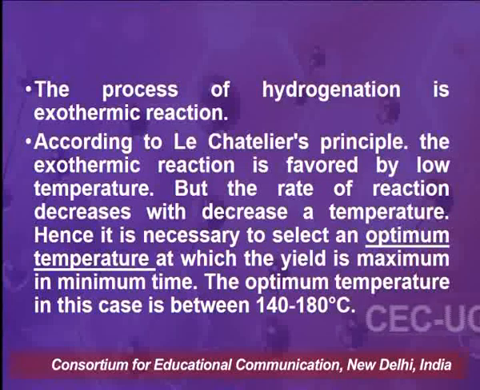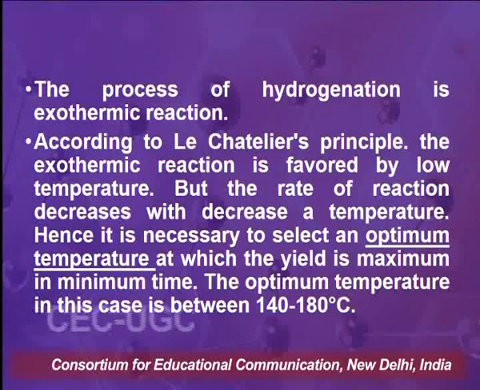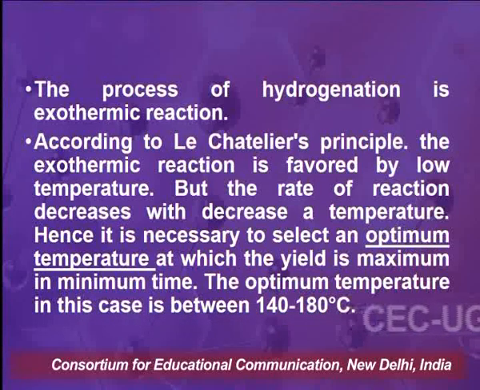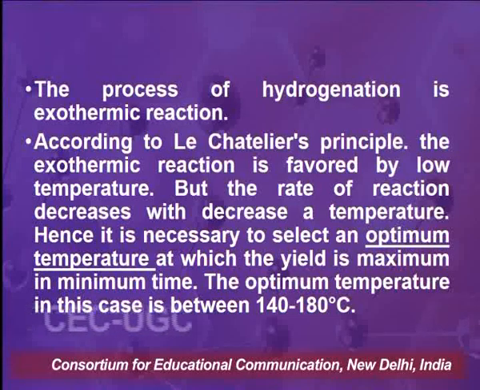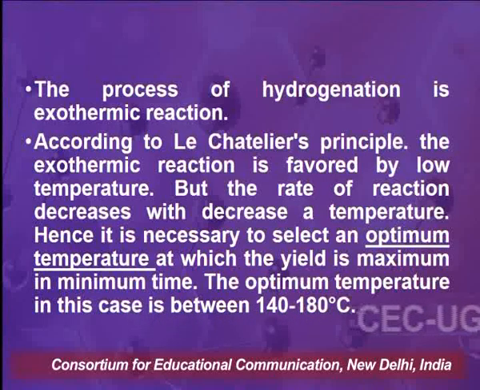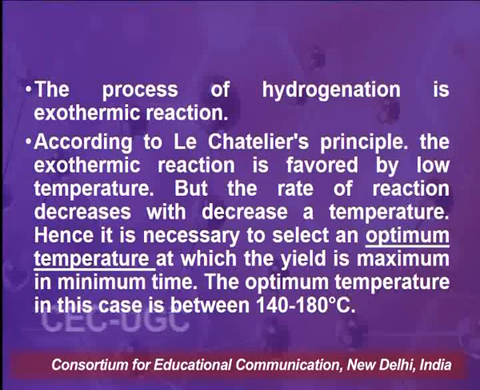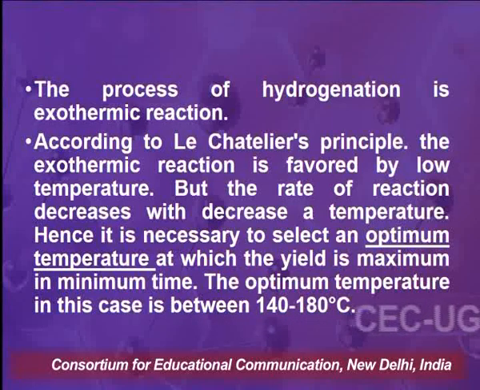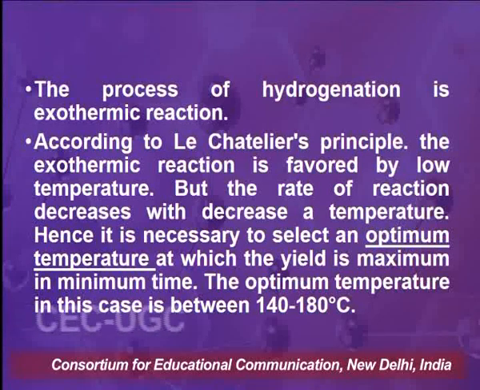The process of hydrogenation of oils is an exothermic process. According to Le Chatelier's principle, which we all have earlier studied, the exothermic reaction is favored by low temperature, but the rate of reaction decreases with decrease in temperature. Hence, it is necessary to select an optimum temperature at which the yield is maximum in minimum time. The optimum temperature in this case is between 140 to 180 degrees centigrade.